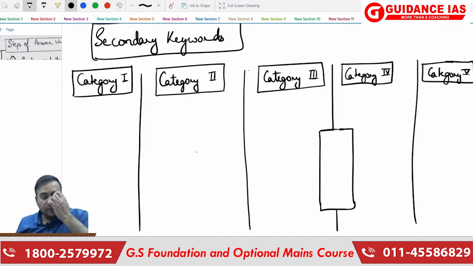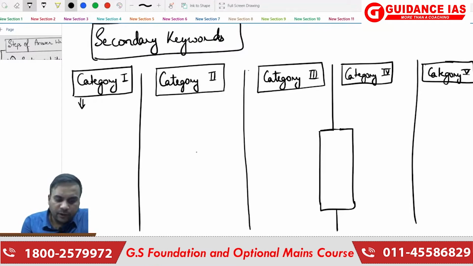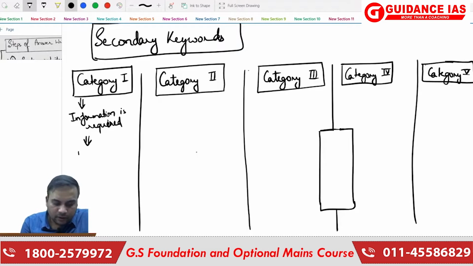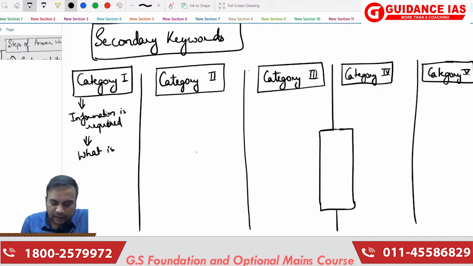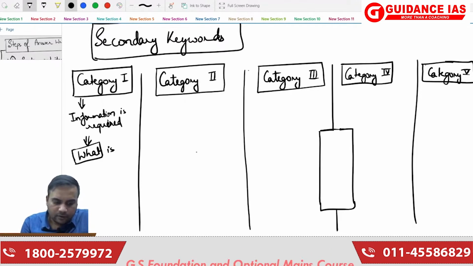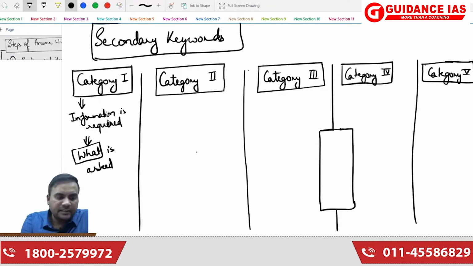Okay. So, it is something like this. Category 1 keywords are those type of keywords where information is sought, is required. In fact, here the key factor is what is asked. Okay, what element is asked here.